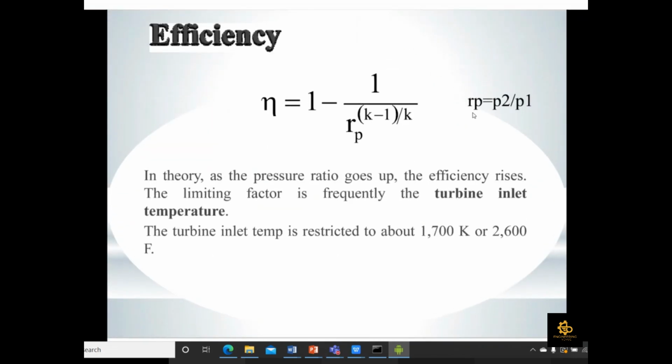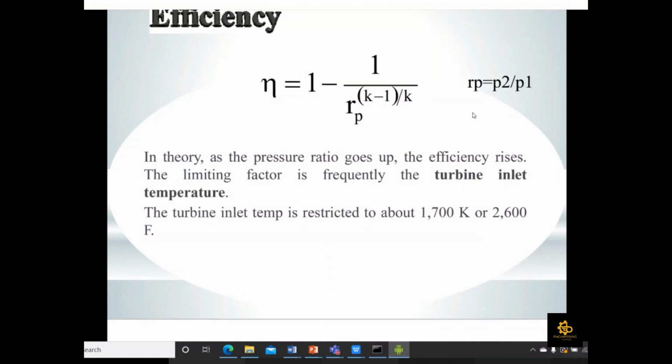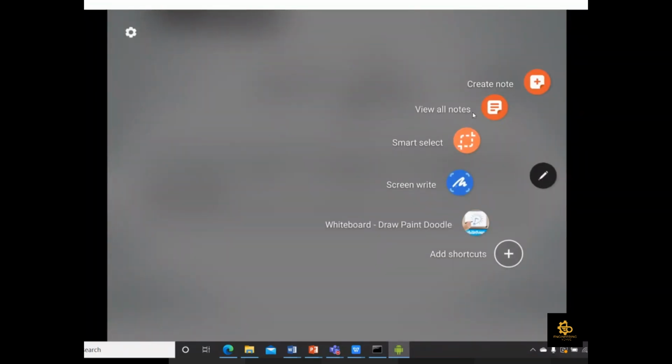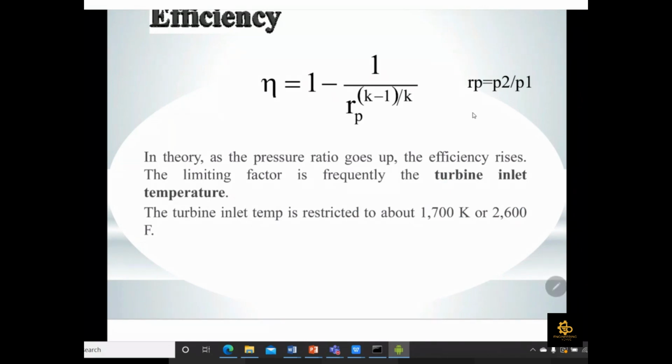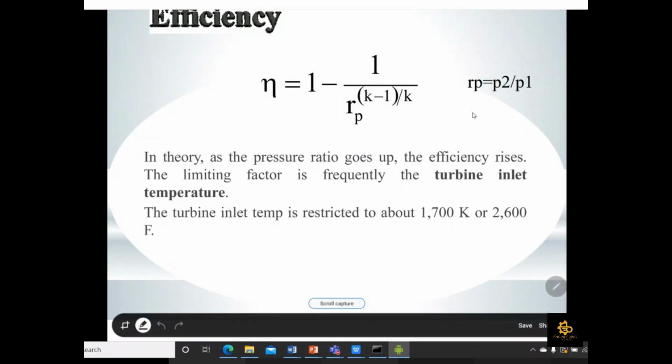Another thing which I have left over is the work ratio, which is called the back work ratio. So what is the back work ratio in the Brayton cycle? As I already told you, your turbine and your compressor are connected on the same shaft, so we define the back work ratio based on this: the fraction of the turbine work used to drive the compressor is called the back work ratio.